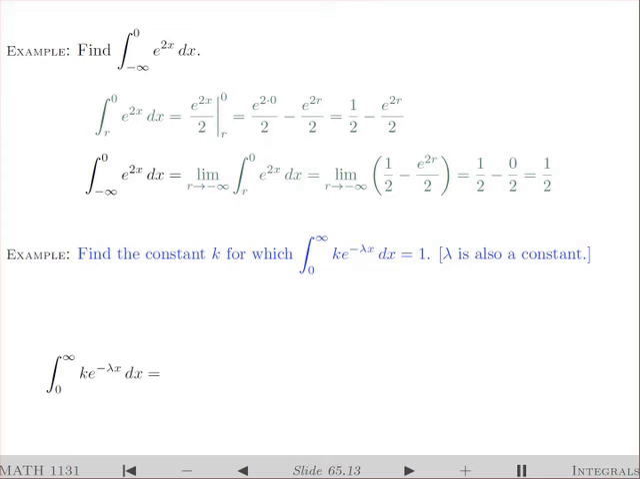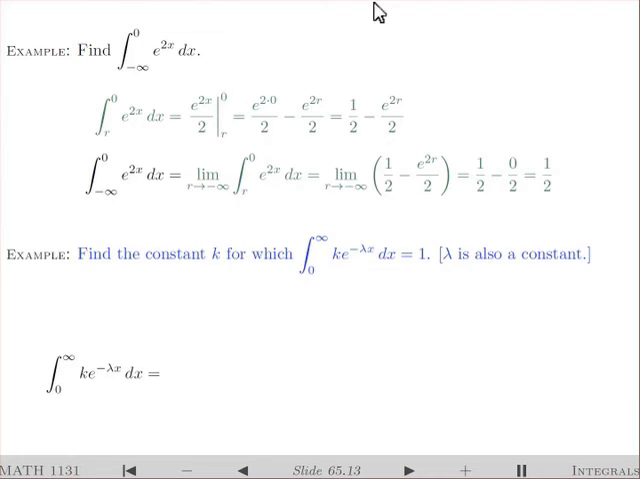Now we are going to do the problem which, as I said, turns up in statistics. It's to find the number k so that the integral from 0 to infinity of k e to the power negative lambda x dx is 1, where lambda is also a constant. Of course, the answer will depend on lambda. Basically, we are going to calculate the improper integral from 0 to infinity of e to the power negative lambda x dx, and k will be its reciprocal.